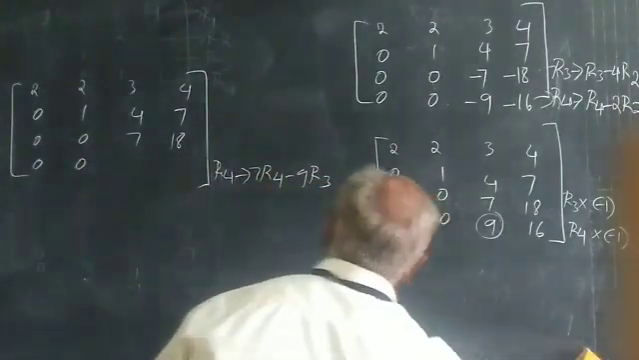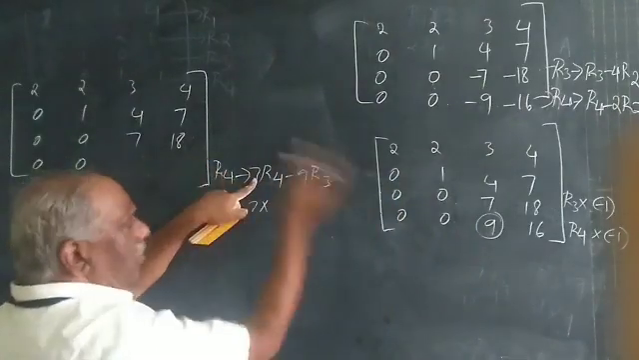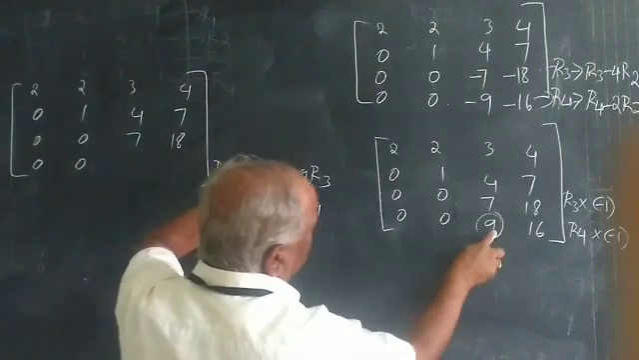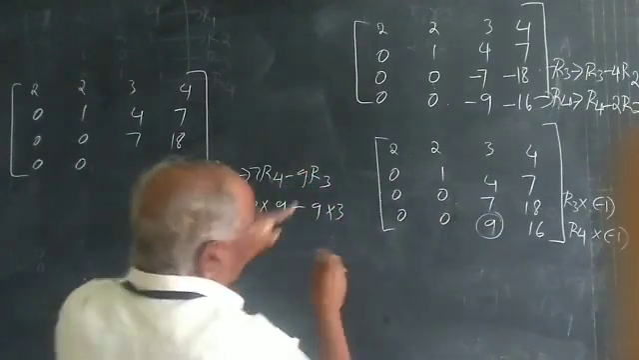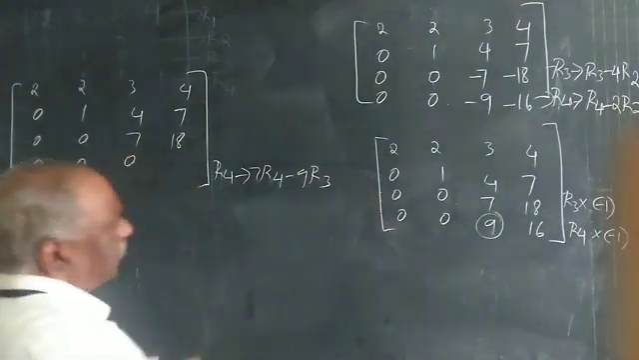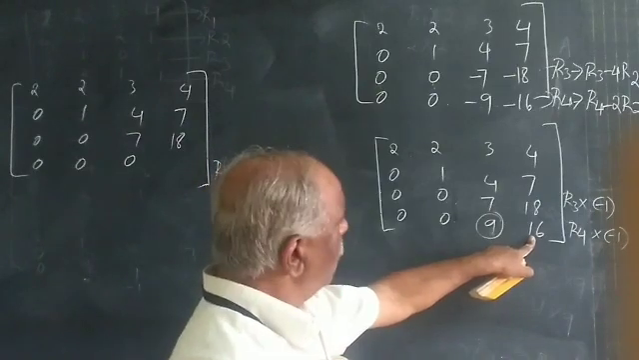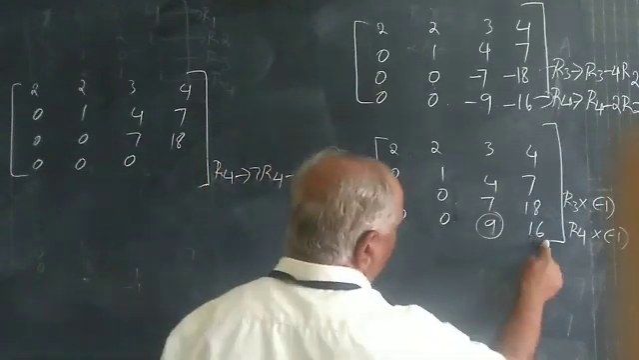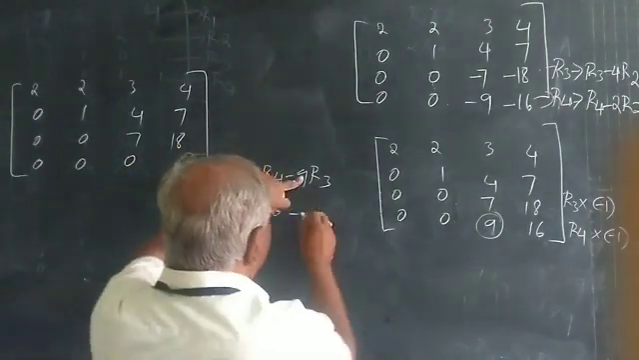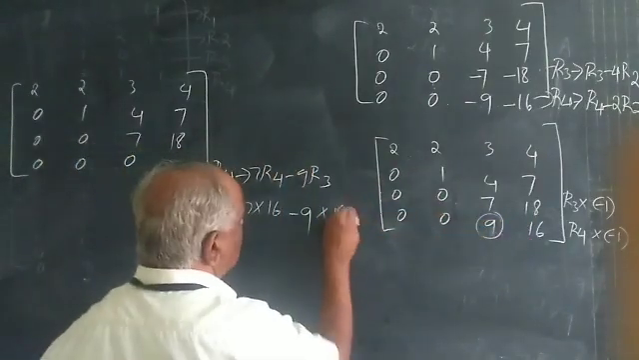Now, by this row operation, 7 into R4, what is R4? You have to observe the previous matrix, isn't it? 7 into, what is R4? 9, minus 9 into R3, what is R3? 7. So this has become 0. Next, this one, I have to reduce it to 0. Now, how to reduce it to 0? 7 into R4, 7 into 16, minus 9 into R3, what is R3? 18.